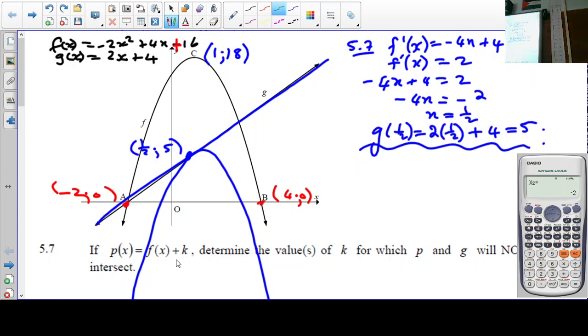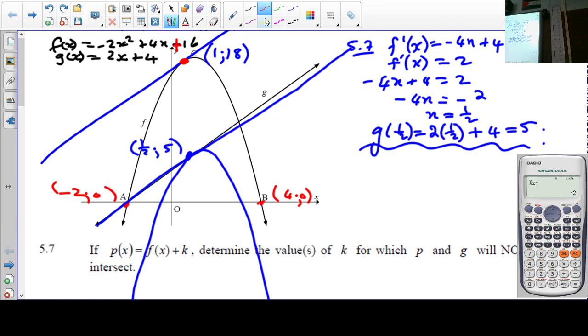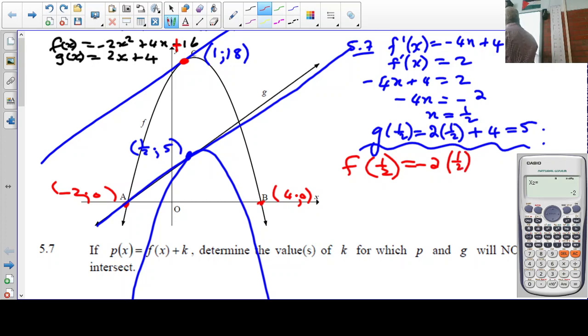Alright. But if you look at the point, if I take this graph into account here, and I say that's a tangent at this point. Just take one graph up. That's a tangent there. What would that value have been? Okay? That's my question. What would that value have been? That value would have been f of a half. Okay? Which is negative 2 times a half squared plus 4 times a half plus 16.